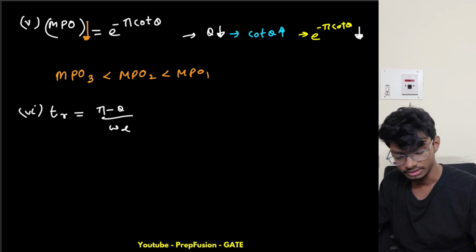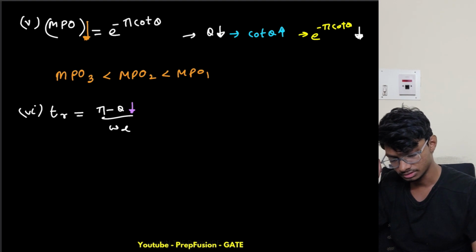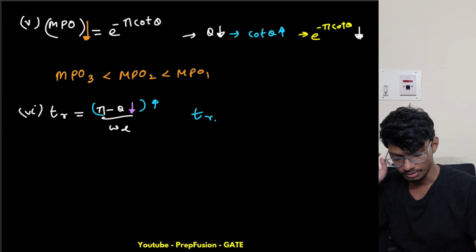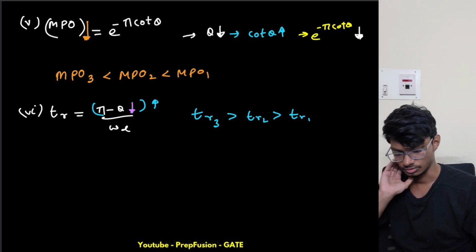So what is happening? My theta is reducing, and my omega d is constant. So if theta is reducing, then this whole thing will increase. If the whole thing is increasing, my rise time will also increase. So my TR3 will be greater than TR2, which will be greater than TR1. So this is about my rise time.